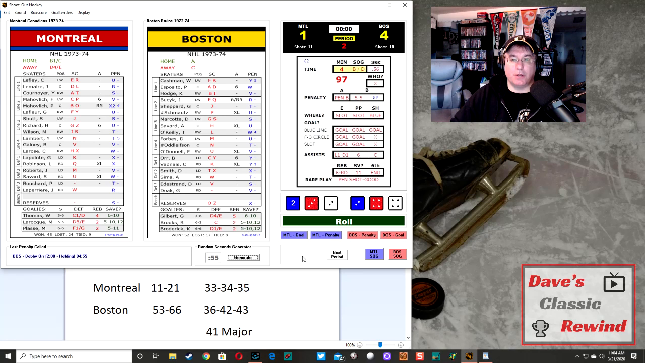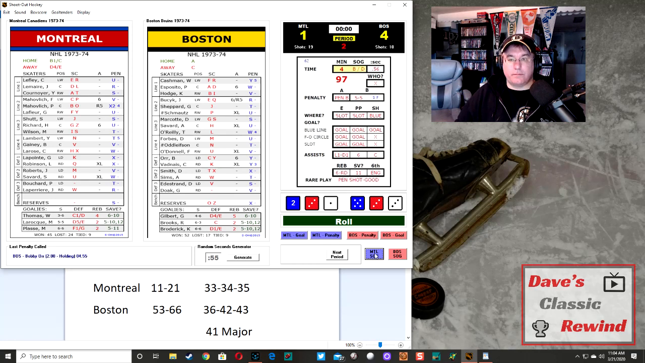Actually, let me do my shots on goal right now. So Montreal had 10 shots on net to start the period. They had 1 scoring chance. So let's roll the dice. And I'm looking at the 3 right here. So with 1 scoring chance, if you roll a 3, that is 8 shots on net. So 1, 2, 3, 4, 5, 6, 7, 8. So they now have 19 shots on net after 2 periods.